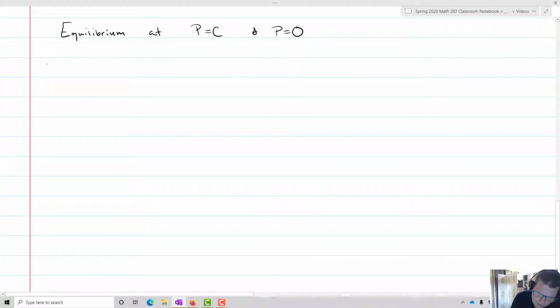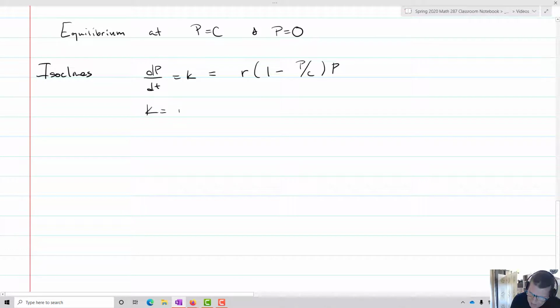Next, let's look at the isoclines. So again, we've got dP/dt. We want to set that equal to a constant. We'll set it equal to k, which is going to equal r times 1 minus P over C times P. And so what that gives me is k equals rP minus rP squared over C. So it's going to take us a little algebraic gymnastics in order to solve this one.